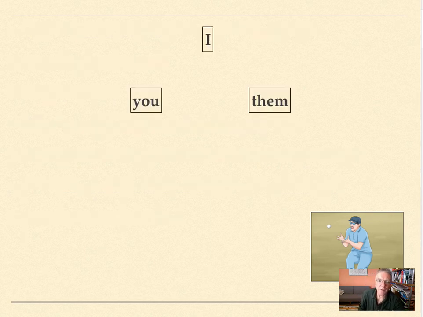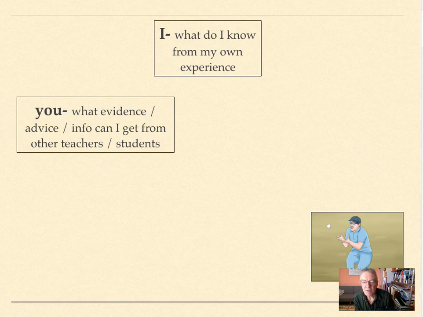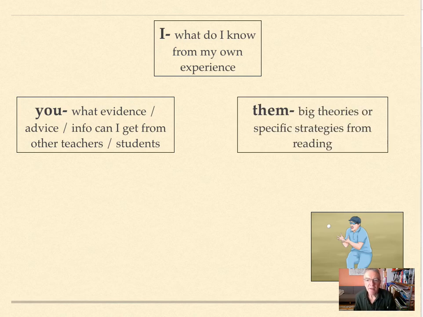One nice way to think of this is like an I, you, them. So the I bit is what do I know from my own experience. The you bit could be what evidence or advice or information can I get from people that I can actually talk to, people I can see, so other teachers or students, people who are involved in my work. And the them is people out there that you can't actually talk to, but you can still get the theories or the strategies or the ideas from the reading. Okay.